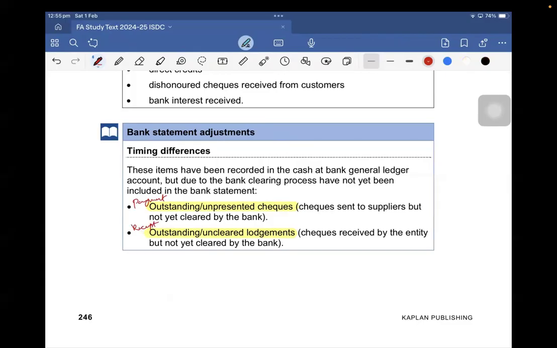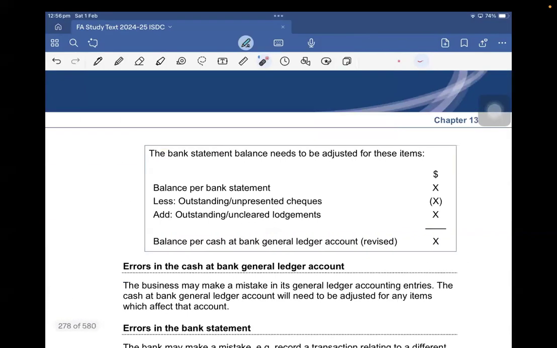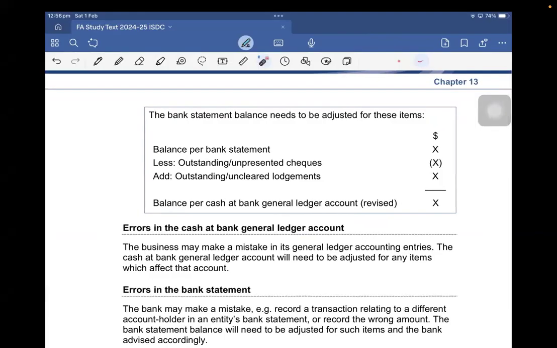So what is an outstanding or unpresented check? This means two things. Sometimes you might have a check that has been written, but you haven't actually given it to your supplier, or you have already given the check to your supplier, but the supplier has not presented it to the bank. That is called outstanding or unpresented checks. Now the opposite: you have received the check from your customers, but you haven't deposited it, actually taken it to the bank. That is called outstanding or uncleared lodgements.